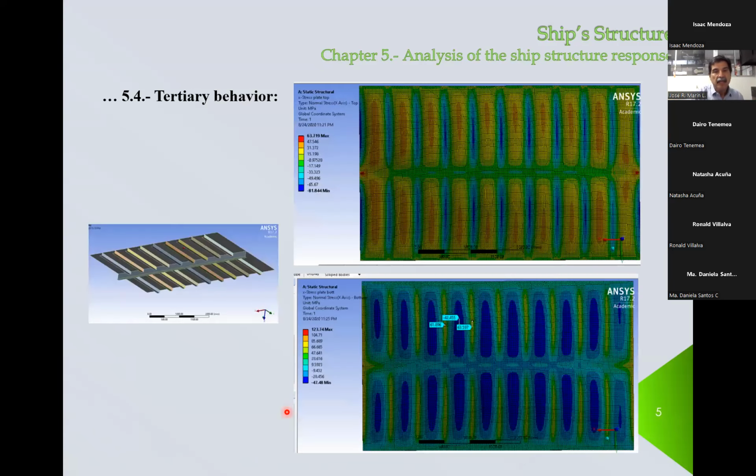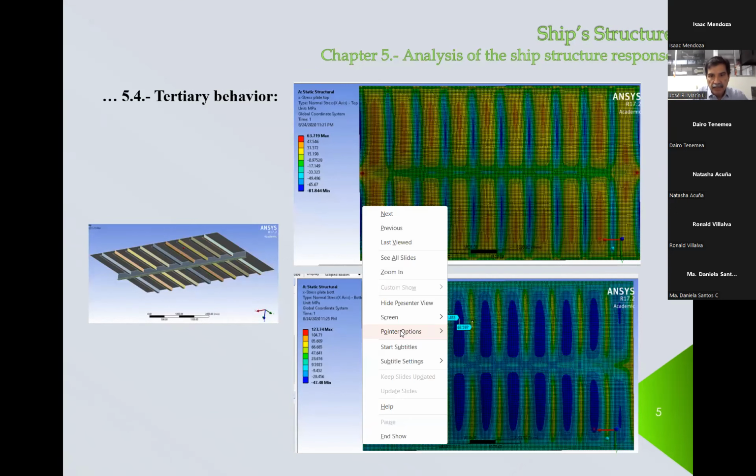Okay, here I try to show you that this is the normal stress distribution in the X direction. Let me write this here.